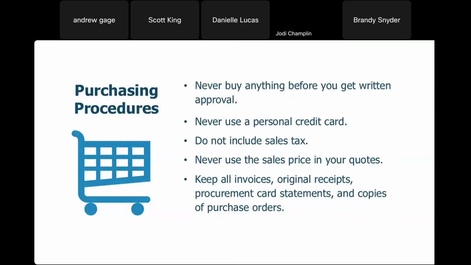Here are important purchasing procedures, which can be found in the guidelines. Never buy anything before you get written approval. Never use a personal credit card. Do not include sales tax. Never use the sales price in your quotes. Keep all invoices, original receipts, procurement and card statements, and copies of purchase orders.